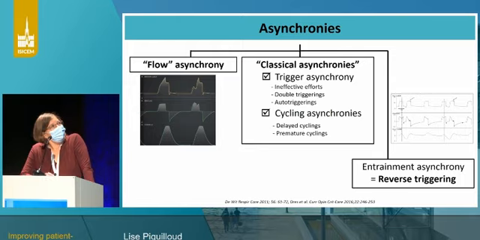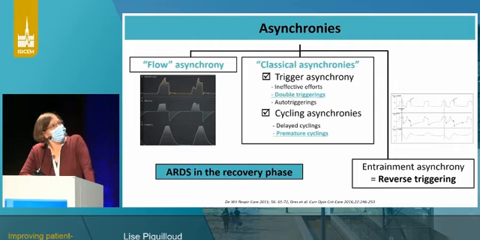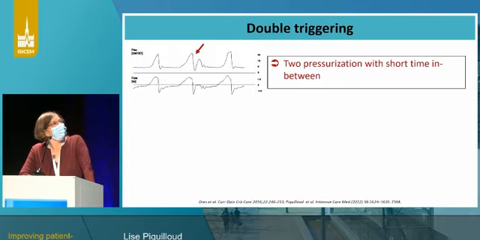In the patient we are discussing right now, an awake patient switched to assisted ventilation for some time, what we are going to have is what I've called here classical asynchronies, which are asynchronies related to the triggering phase and to the transition between inspiration and expiration. And in ARDS patients, what you have is double triggerings and premature cyclings. What is double triggering?